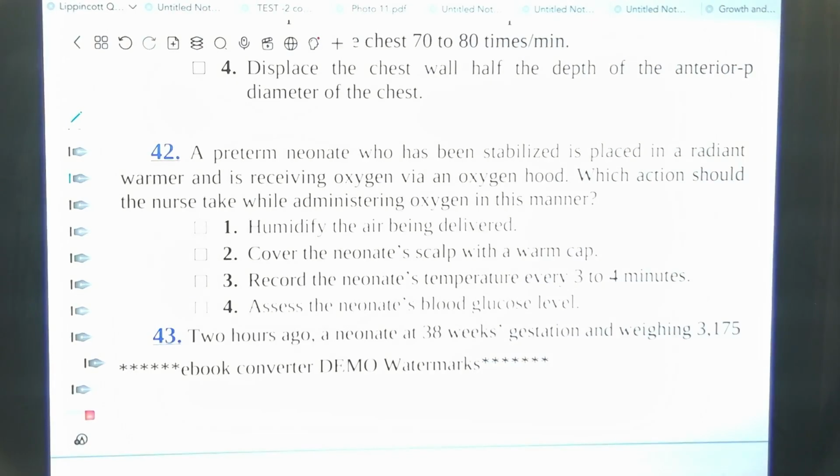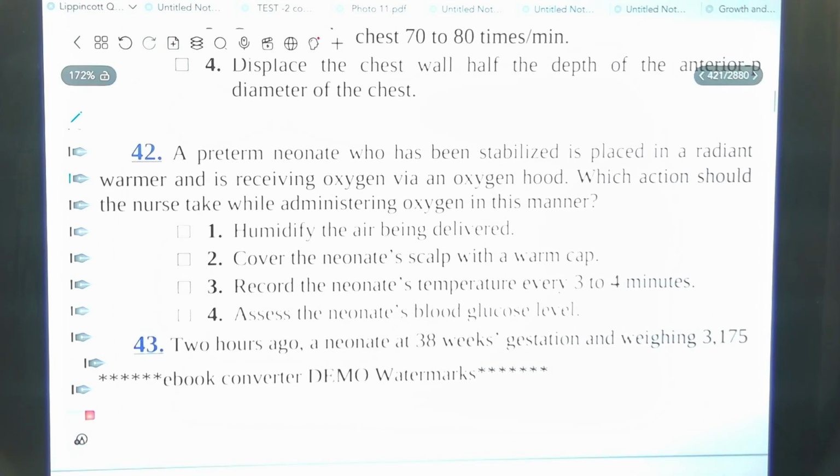Next question. A preterm neonate who has been stabilized in a radiant warmer is receiving oxygen via an oxygen hood. Which action should the nurse take while administering oxygen in this manner? So we cannot provide dry oxygen and we have to make sure the oxygen is humidified before transferring to the neonate. So first will be the correct response.